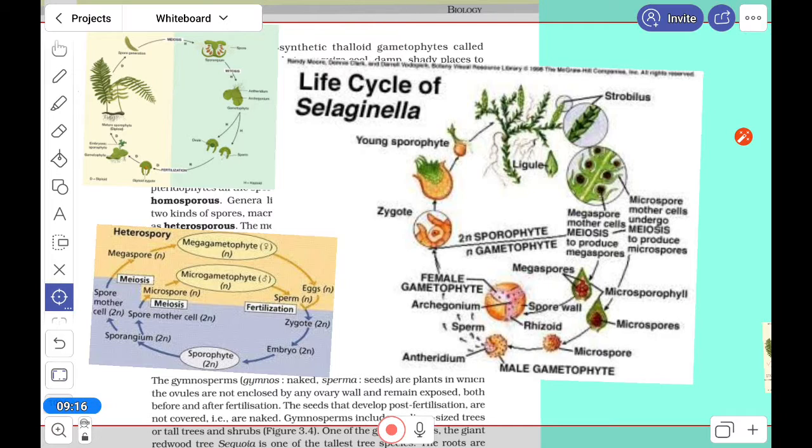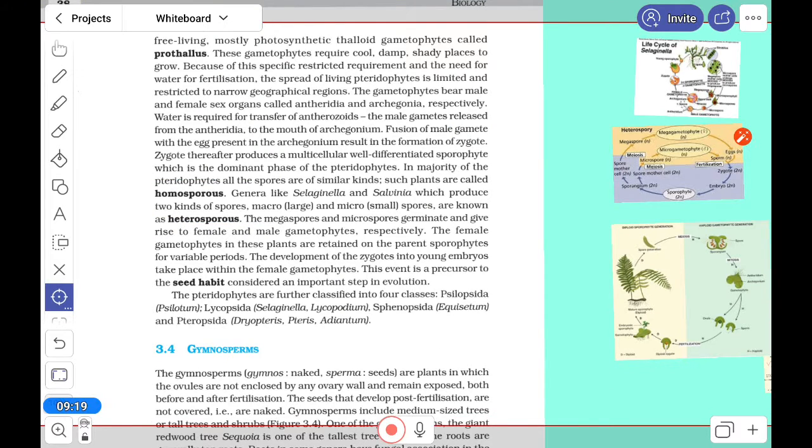See the comparison between them. Development of zygotes into young embryos takes place within the female gametophyte. In evolution, this is the first time we have seen this event, the precursor of the seed habit, which is considered an important step of evolution. Bryophyte, pteridophyte, gymnosperm, and angiosperm are arranged in such a way in evolutionary aspects. So here we have got the first step. Next we will get the seeded plants.